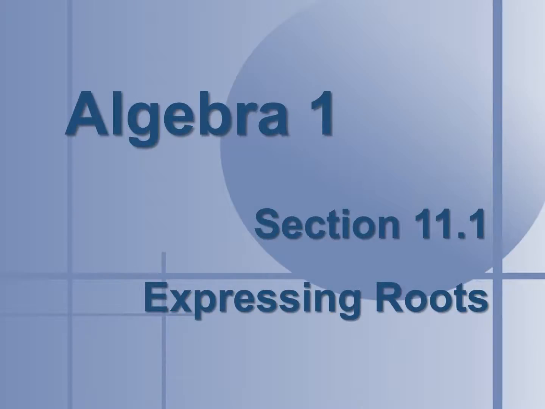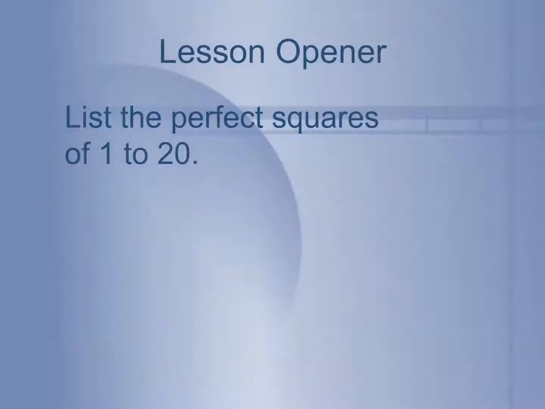Today we're starting our very first lesson in the chapter over radicals. So the first lesson in chapter 11 is going to be about expressing roots. So begin by looking at the perfect squares from 1 to 20.